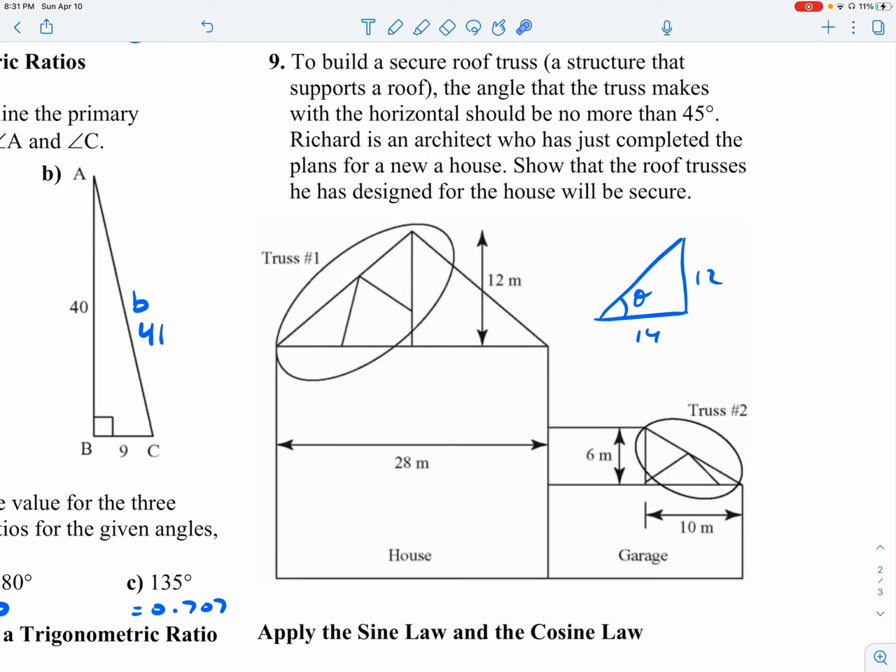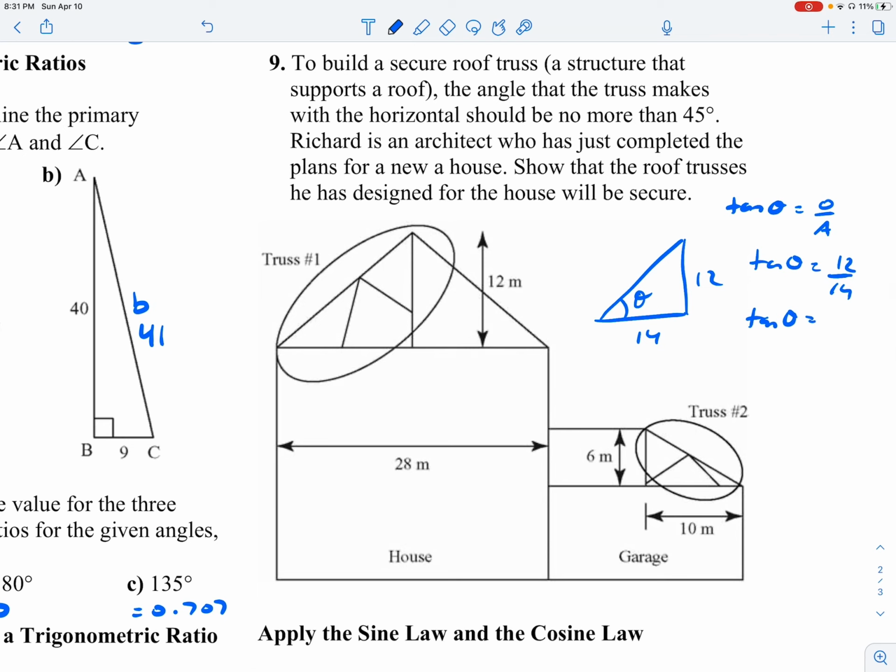So what trig ratio could relate the opposite side to the adjacent side? Well, that's just tan. So tan of theta is going to equal opposite over adjacent. So tan of theta would be equal to 12 over 14. This means tan of theta is equal to, dividing both sides by 2, 6 over 7. Well, what's theta? We'll have to do tan inverse. So theta is going to equal tan inverse of 6 over 7.